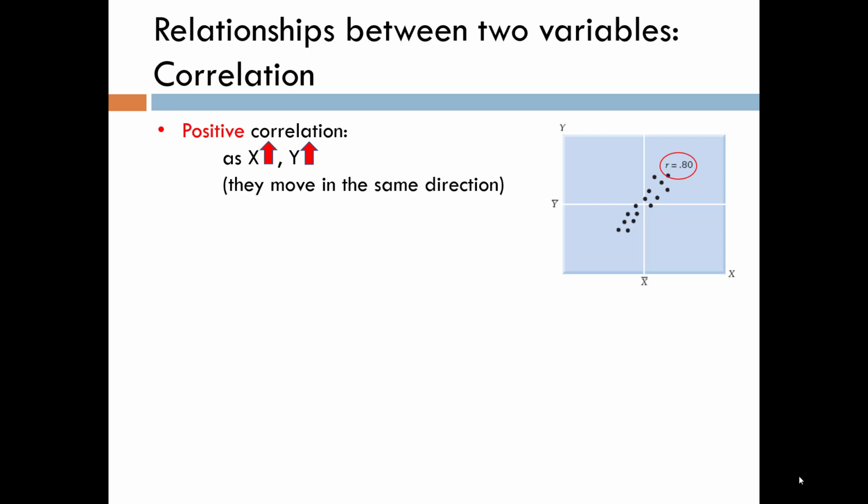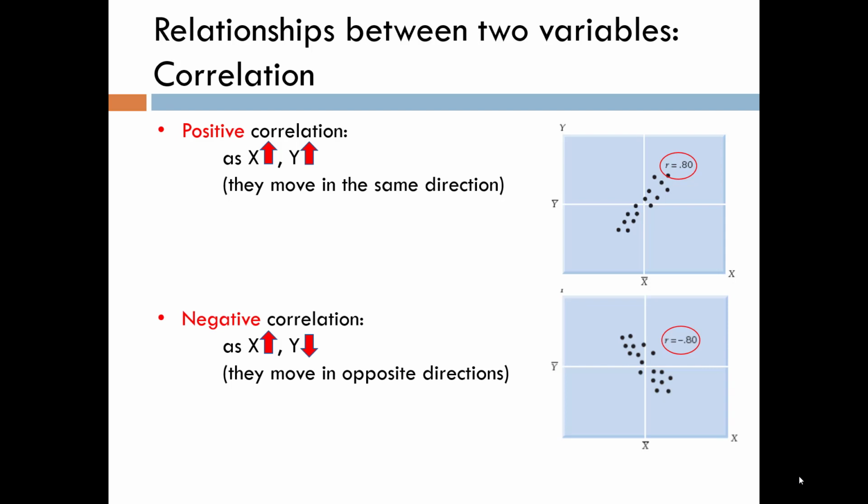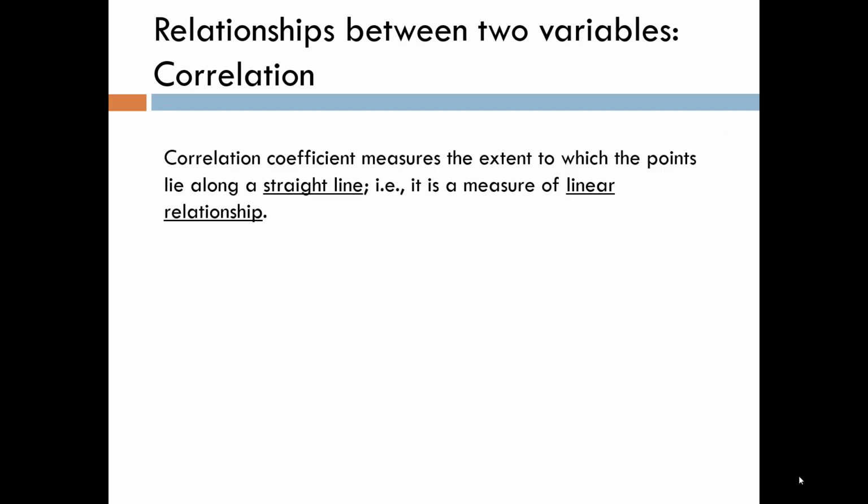The diagram shows a typical scatter plot where the correlation is positive. Negative correlation means that the variables move in the opposite direction. As one increases, the other decreases, and vice versa. The lower diagram shows a typical scatter plot where the correlation is negative.